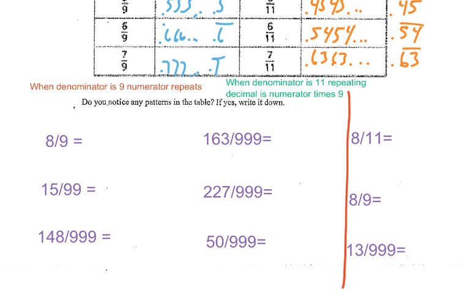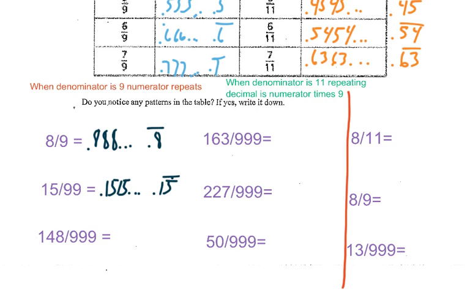For example, 8/9. Try your best not to use the calculator. I'm going to do the first few so you can see what's going on and what the pattern is. So 8/9. If we were to continue that table, I'd be able to say that 8/9 is 0.8 repeating. Now, what about if I have 15/99? Well, if you were to take your calculator and do 15 divided by 99, you would notice you get 0.15 repeating.